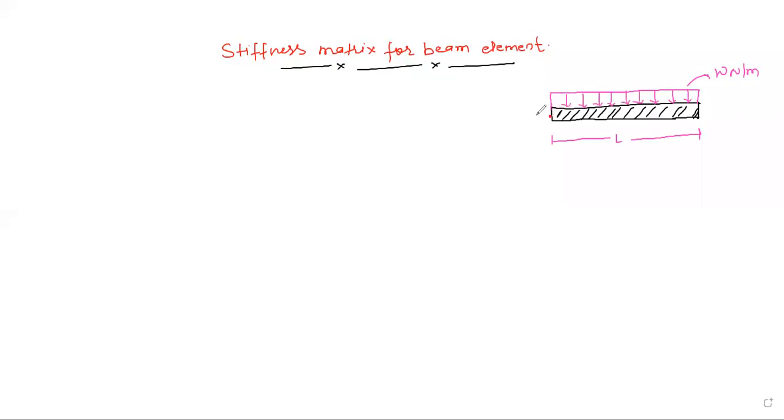This will be your node number 1 and this will be your node number 2, because this is the starting point, this is the ending point. So at the ends, we have to select the nodes. So there will be 2 nodes, node 1 and node 2. And the load is distributed over this beam element. If any point load acts, then we have to select the node at this point also, right? But this is a distributed one, so we are selecting only node number 1 and node number 2.